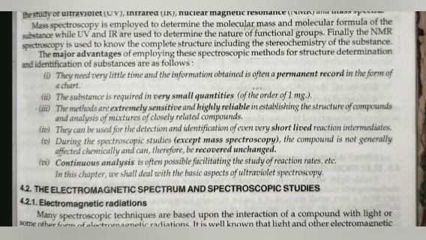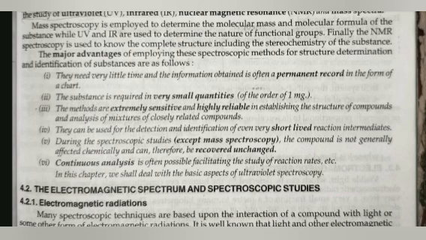The methods are extremely sensitive and highly reliable in establishing the structure of compounds and analysis of mixtures of closely related compounds. They can be used for the detection and identification of even very short-lived reaction intermediates. During the spectroscopic studies, except mass spectroscopy, the compound is not generally affected chemically and can therefore be recovered unchanged. Continuous analysis is often possible, facilitating the study of reaction rate, etc.